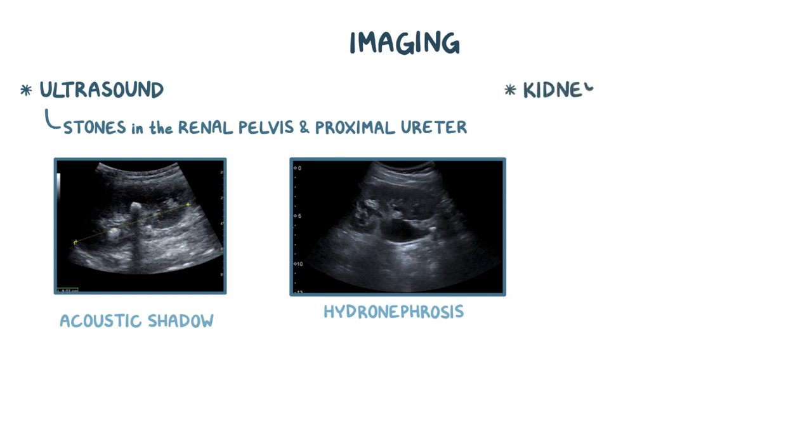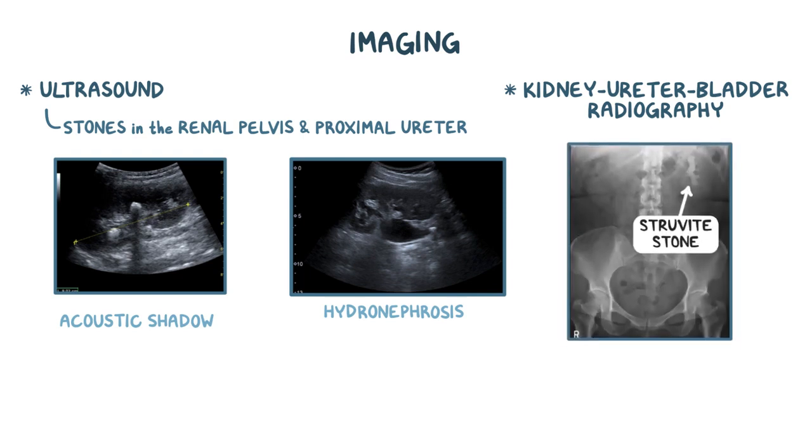Sometimes, a kidney ureter bladder radiography, or KUB radiography, can be done, and radiopaque stones like calcium oxalate and calcium phosphate stones and struvite stones that are larger than 5 mm can be seen. But stones smaller than 5 mm or uric acid stones and cystine stones are often missed.